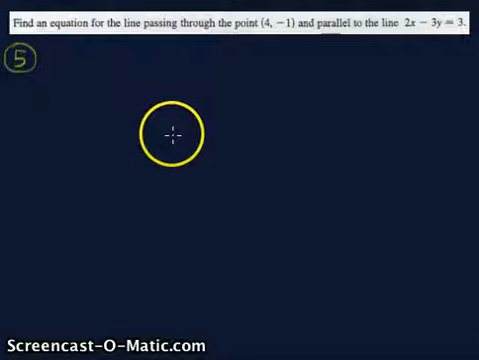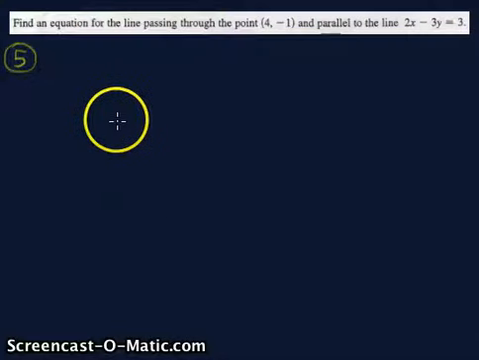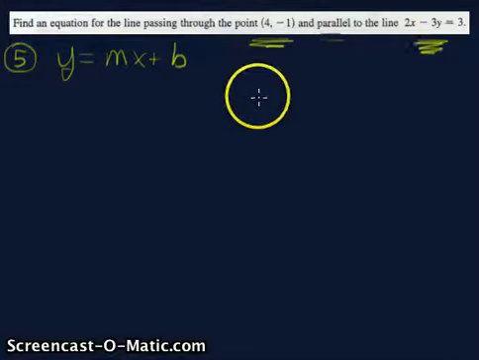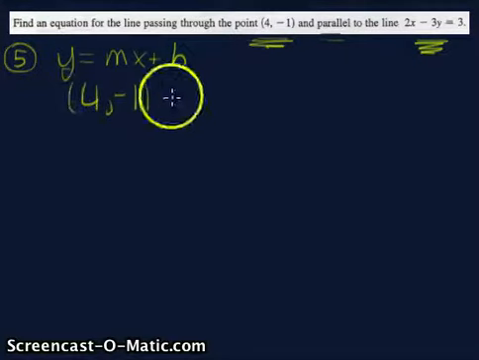Okay, find an equation for the line passing through the point and parallel to the line. As soon as you hear find the equation of a line, I normally write that. I'm more of that form of a linear equation person. Don't forget we have a point right here and then parallel to the line this. So we know the point, 4 comma -1, we're going to use that information.